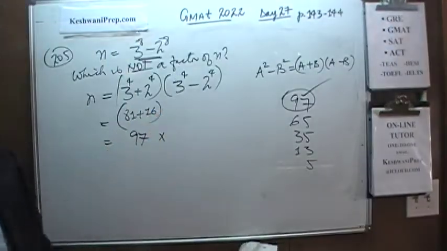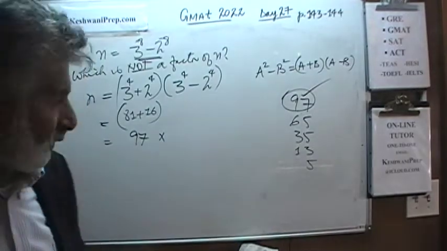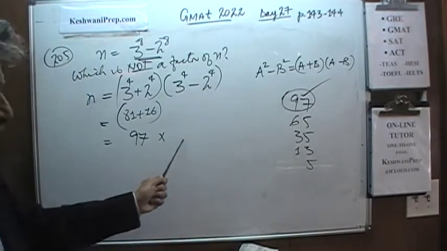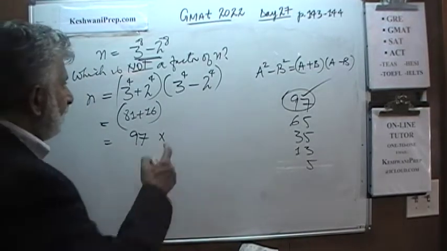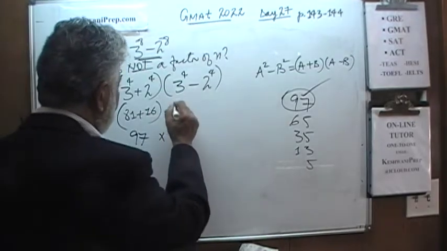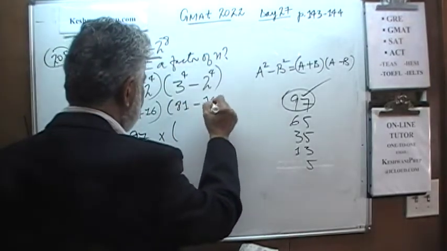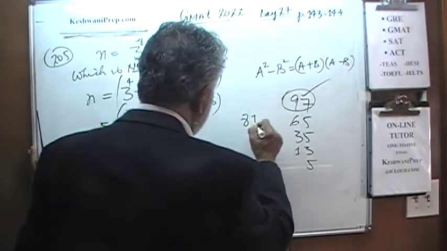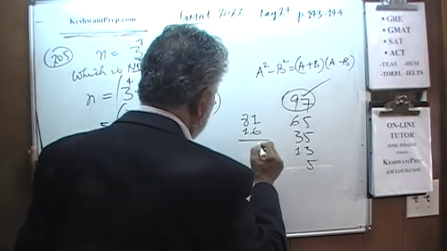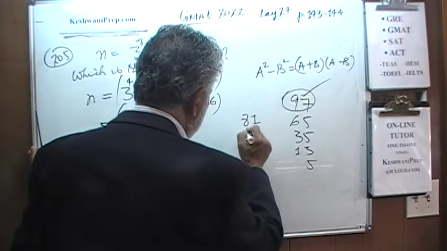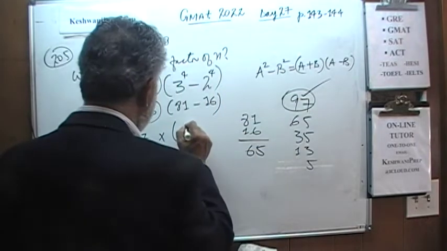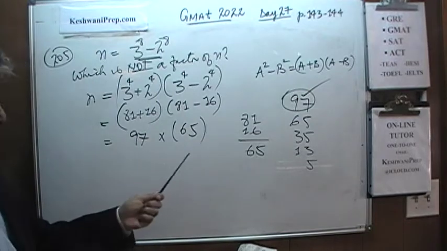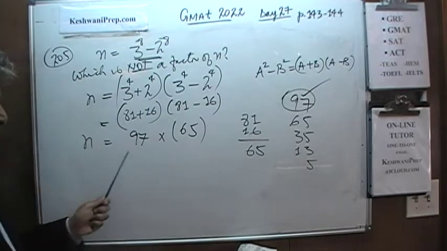Which of the following is not a factor of n? 97 is a factor of n, because n divided by 97 is going to give us an integer. Let's find out what that is. 3 raised to 4 is again 81 minus 16. How much is that? 81 minus 16: 11 minus 6 is 5, 7 minus 1 is 6, so it's 65. Which means n can evenly be divided by 65.